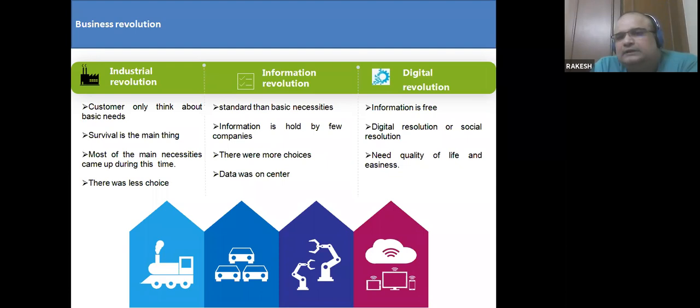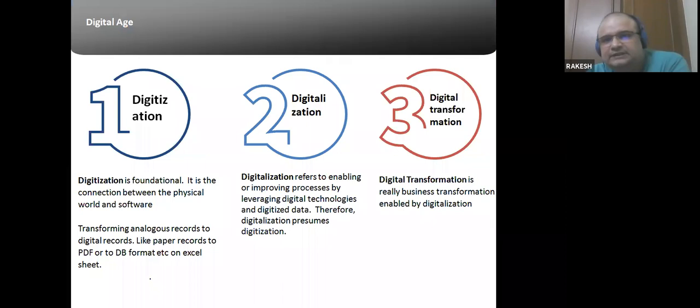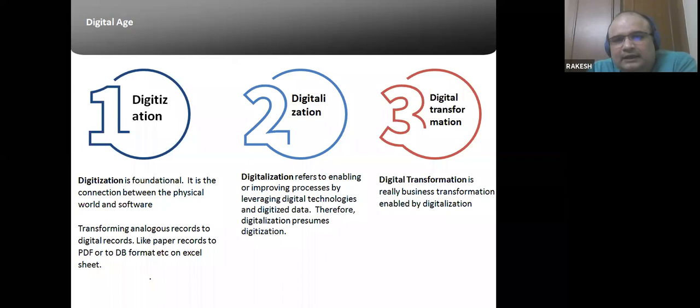So this is the digital revolution age, we can say. Next we will go to digitization and digital transformation. Digitization is just converting data from physical or analog format to digital format and storing it. Digitalization refers to enabling and improving processes by leveraging digital technologies and digital data.